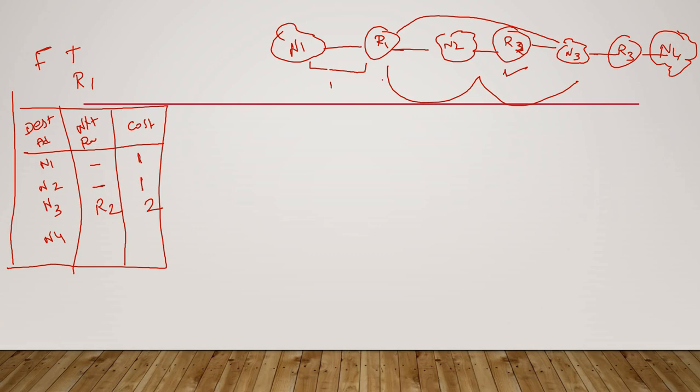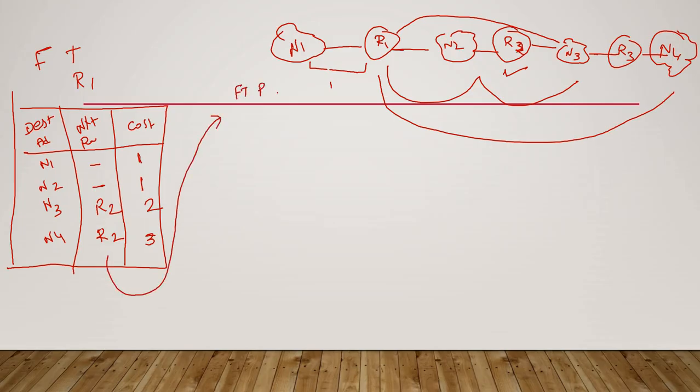And network 4. To reach network 4 from R1, again we can only go through router 2, not router 3. Which one is the immediate router for R1? The next router is R2, and the cost is 3. Okay, so from here, again the forwarding table for R2.